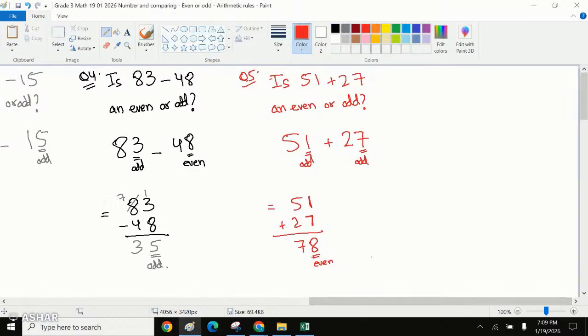Okay. For the next question, question number 6, is 88 minus 34 an even number or an odd number? Can I just have the answer, even or odd? So is 88 minus 34 an even or odd?